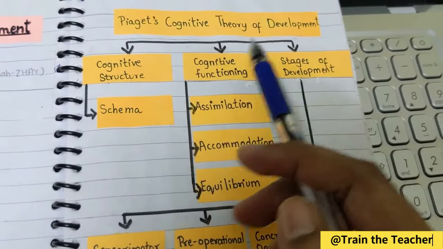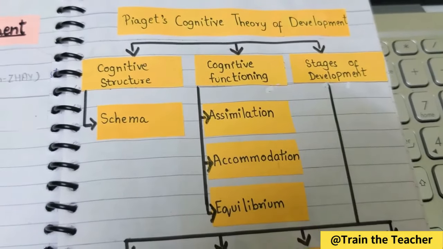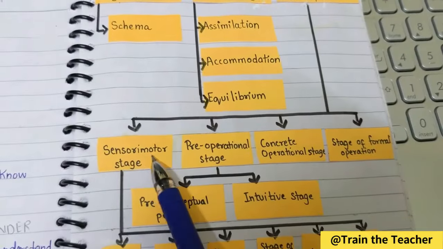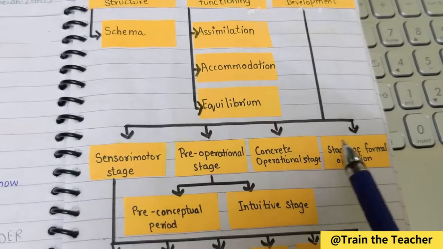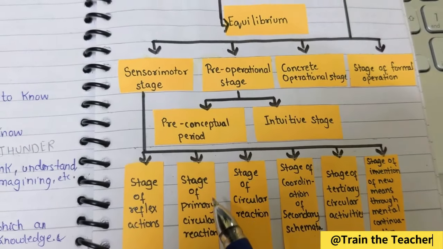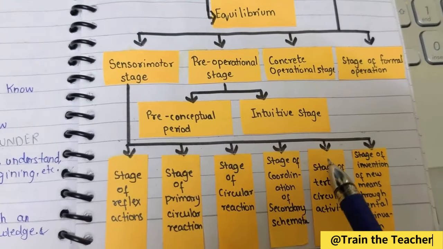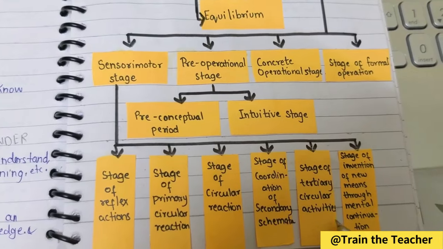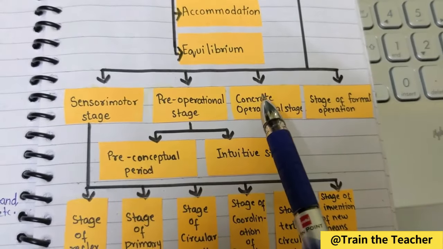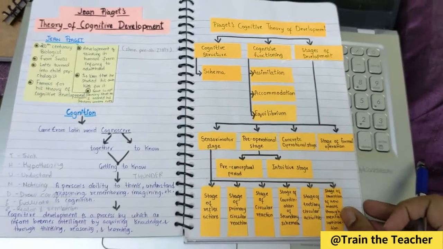So Piaget's theory of cognitive development is divided into three aspects: cognitive structure, cognitive functioning, and stages of development. Cognitive structure has schema, cognitive functioning has assimilation, accommodation, and equilibrium, and stages has sensory motor stage, pre-operational stage, concrete operational stage, and stage of formal operation. Sensory motor stage is further divided into 6 stages: stage of reflex actions, stage of primary circular reaction, stage of secondary circular reaction, stage of coordination of secondary schemata, stage of tertiary circular activities, and stage of invention of new means through mental combination. Pre-operational stage is further divided into 2: preconceptual and intuitive stage, and concrete operational and formal operations have no further subdivisions. So this is how the table looks. You can have a look.